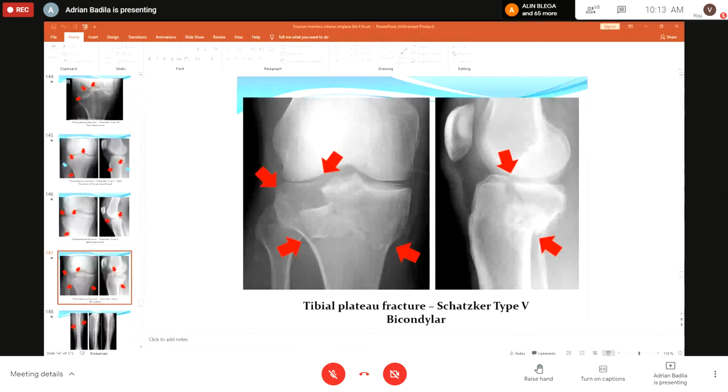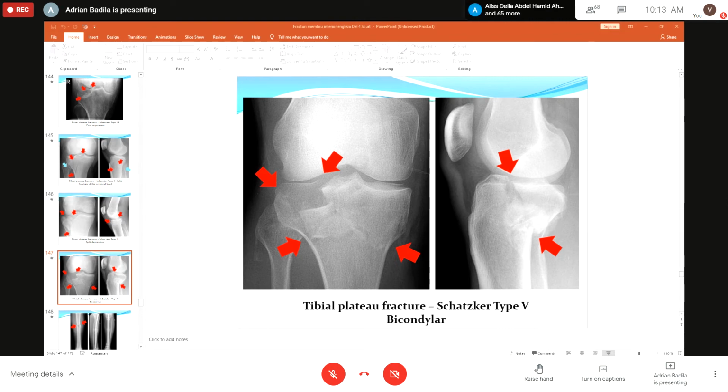This one? It's much more complicated because we have another fracture line in the medial plateau. You can see the large depression. And we have also splits, one in the medial plateau, one in the lateral plateau. It's a type 4. It's a type 5, excuse me. It's a type 5 fracture.